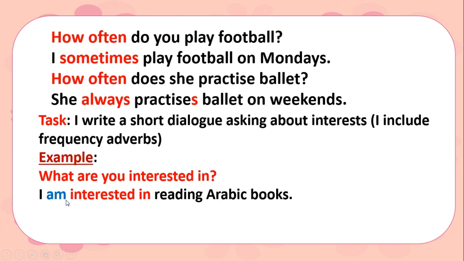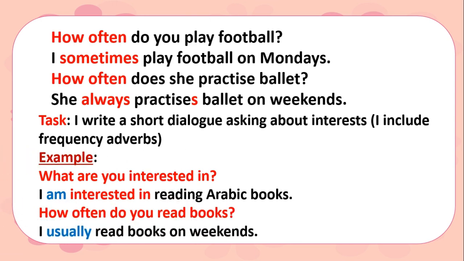What did we say about this? This is a phrasal verb. It needs the auxiliary to be, I am. I cannot say I interested in. No, it's I am interested in reading Arabic books. How often do you read these Arabic books or books? The frequency of your reading these books. I usually read books on weekends. Okay, I usually, between the subject and the stem. Okay, usually. Clear?